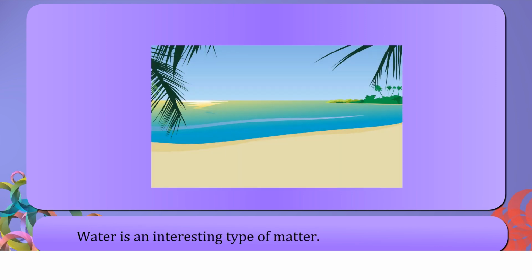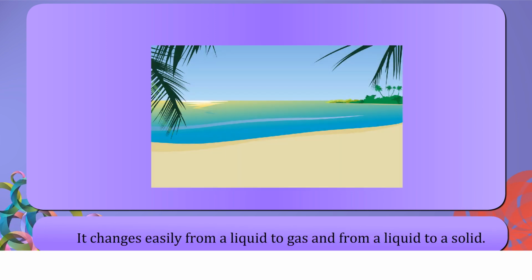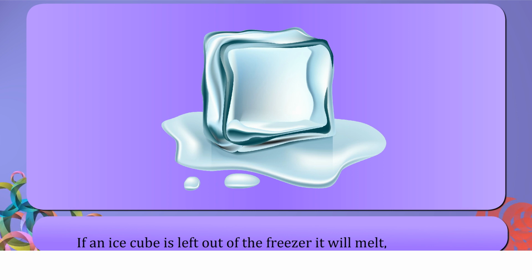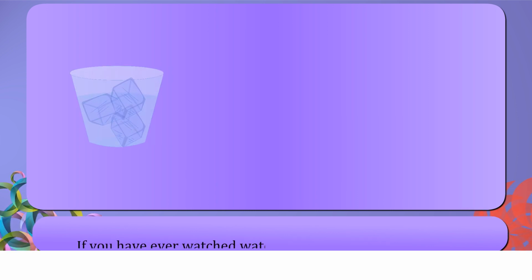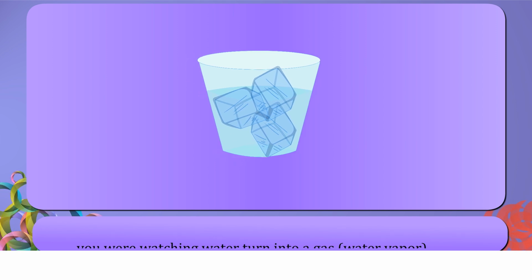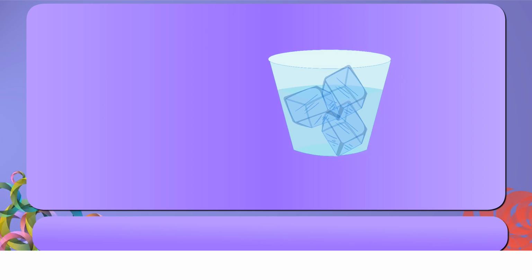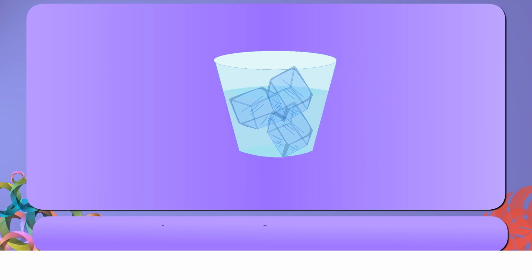Water. Water is an interesting type of matter. It changes easily from a liquid to a gas and from a liquid to a solid. To turn water into a solid, all you need to do is freeze it. If an ice cube is left out of the freezer, it will melt, turning back into a liquid. If you have ever watched water boiling and saw steam rising up from the pot, you were watching water turn into a gas, which is water vapor. You can see water vapor turn back into liquid when you fill a dry glass with water and ice and let the glass sit. After a while, you will see droplets of water gathering on the outside of the glass.